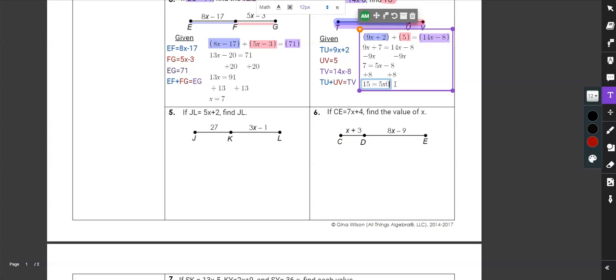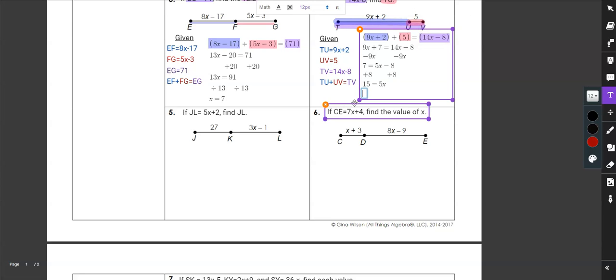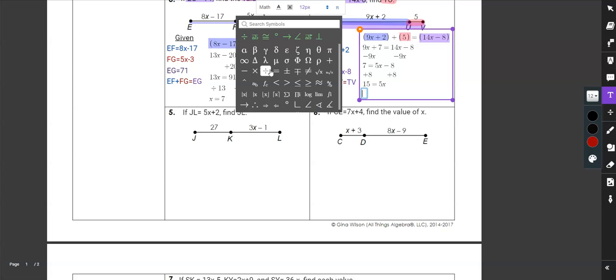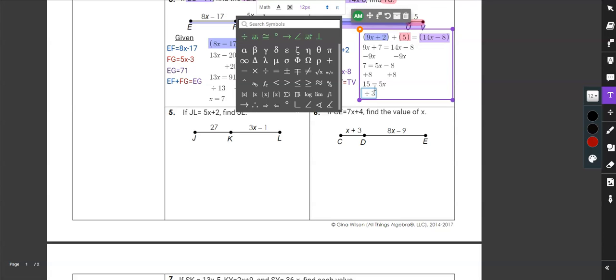All right, let me go ahead and do the divide. Sorry about that, guys. I had a minor technical glitch. Had to fix it. All right, so we're going to divide both sides by 5. And again, as you use the symbols, they will show up.